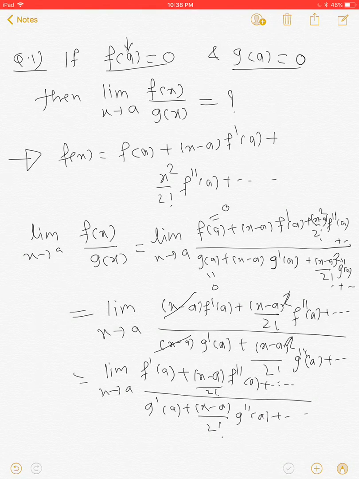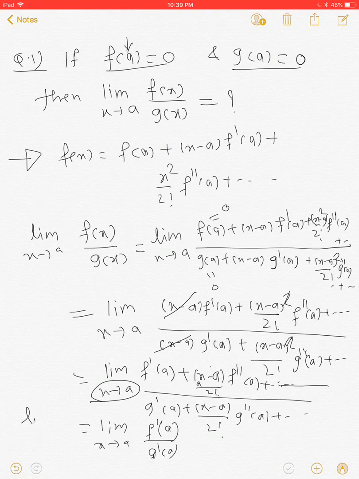If we substitute the limit, that is x tending to a, if we substitute x is equal to a here, then this value becomes 0, and obviously all other remaining terms also become 0. So the only remaining part is limit x tending to a, f dash of a upon g dash of a. So this is the value of limit x tending to a, f of x upon g of x. So this is our final answer.